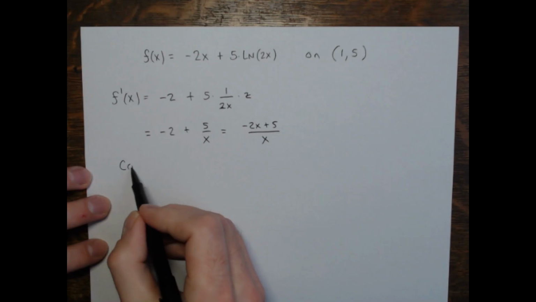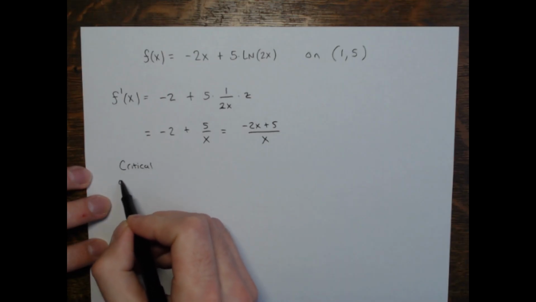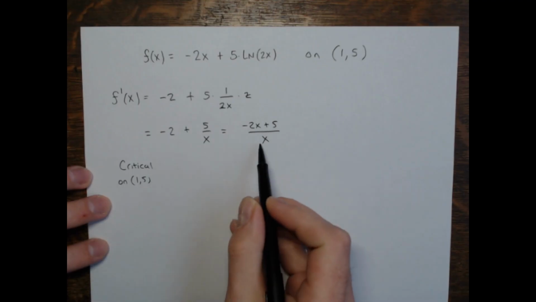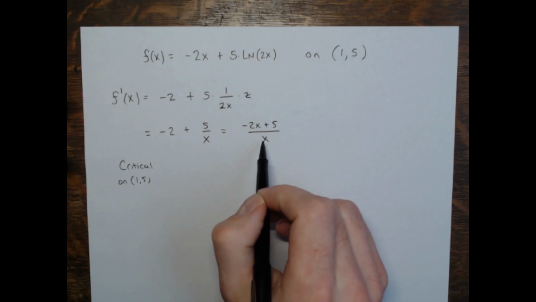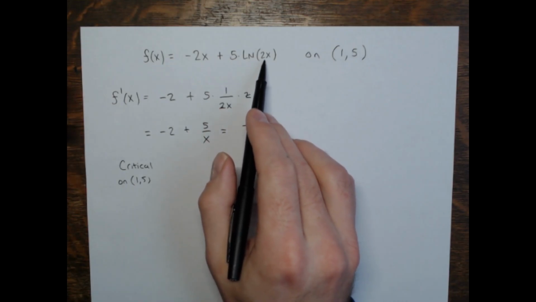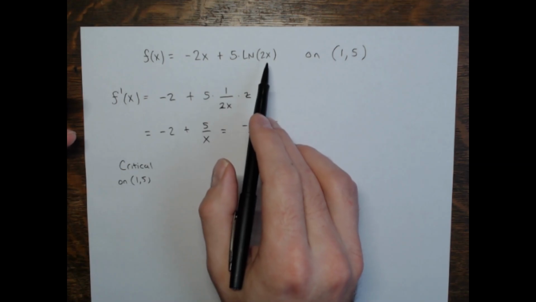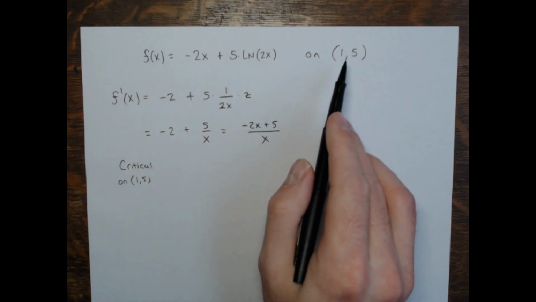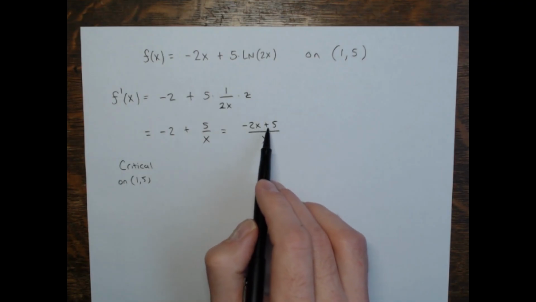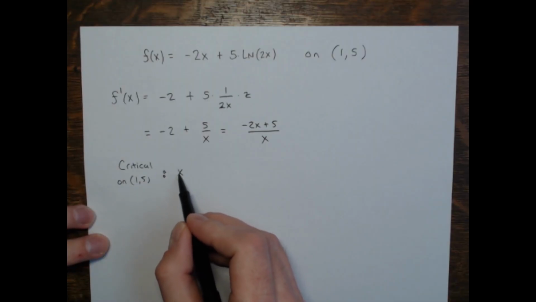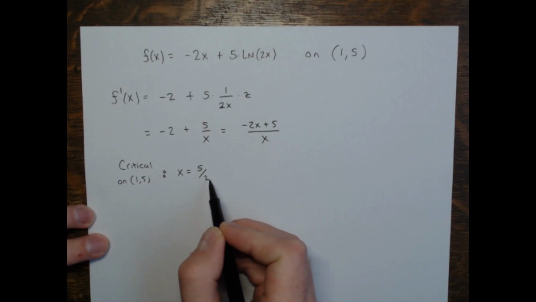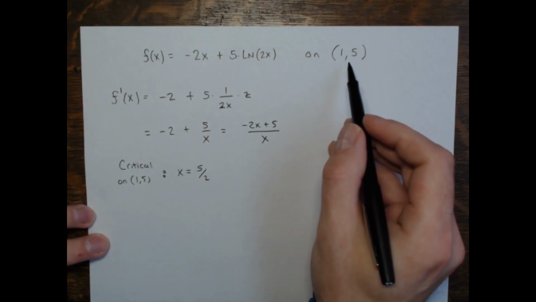So the critical values that are on the interval from 1 to 5, right? 0 would be one of them that's not in there, right? This is undefined at 0, but so is the original function, right? You can't do the natural log of 0. So I'm not even worried about 0. So the other one is, what makes the numerator 0 here, and that would be 5 halves, right? This would be x equals 2.5, right? 5 halves, that's in this interval.